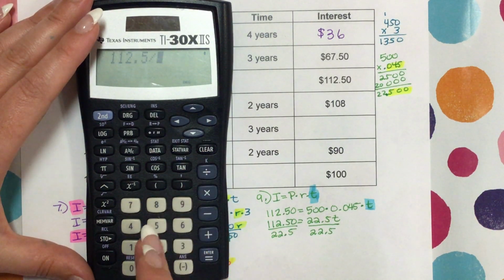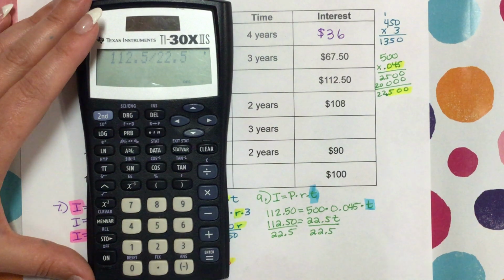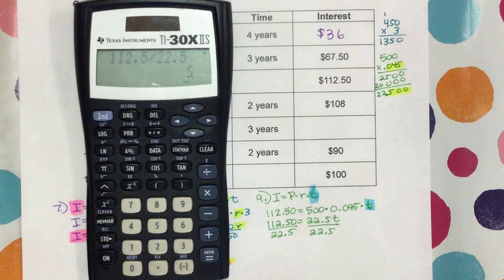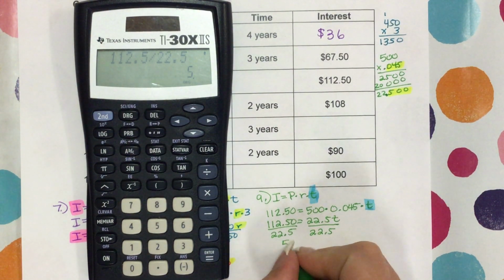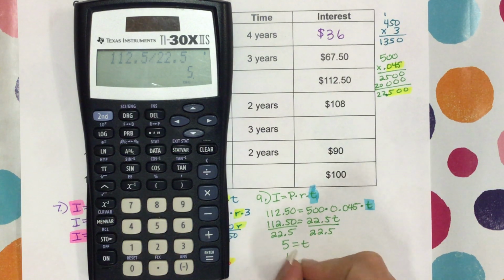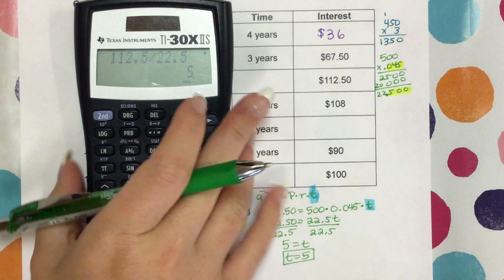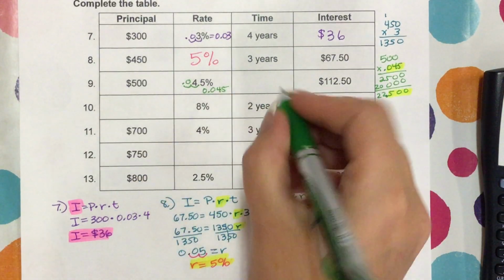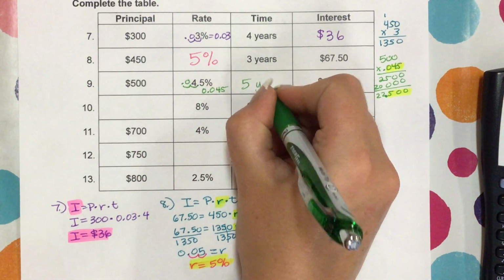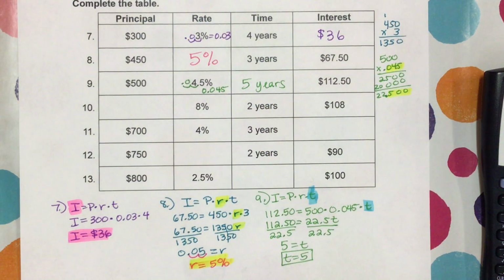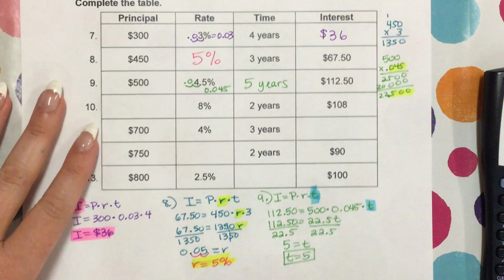112.5 divided by 22.5 ends up being 5. Perfect. So that means that the time is 5. So t equals 5. That is the answer. So let's go ahead and fill that in our table. 5 years. All right. So if you got that one right, great job. Let's go ahead and move on to problem 10.